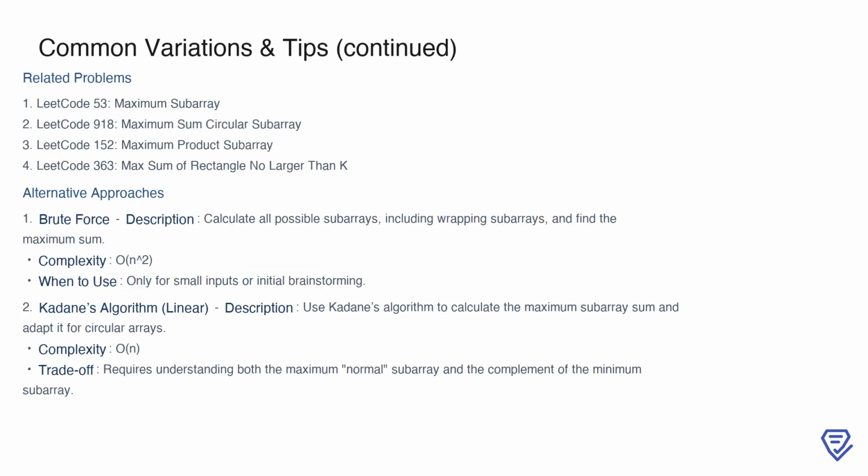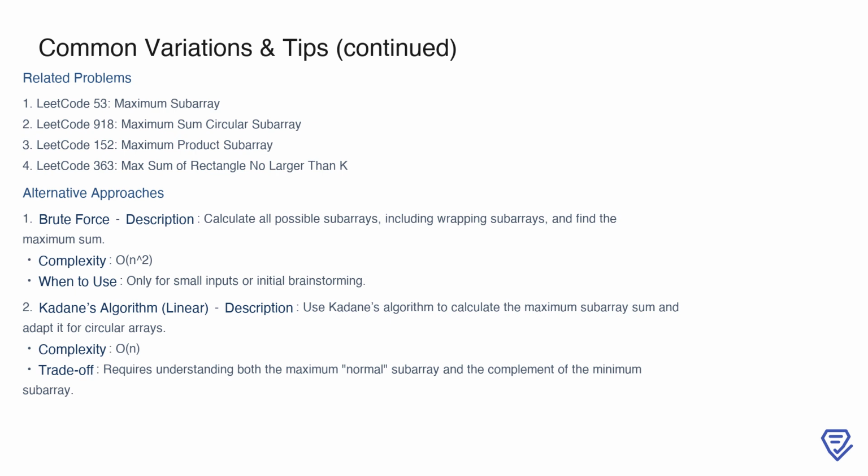This problem shares similarities with several related problems, which you might find helpful to review. For example, LeetCode 53 focuses on the maximum subarray problem, while LeetCode 918 directly addresses the maximum sum circular subarray. Other related problems include LeetCode 152, which deals with the maximum product subarray, and LeetCode 363, which involves finding the max sum of a rectangle no larger than k. Exploring these problems can deepen your understanding of related concepts.